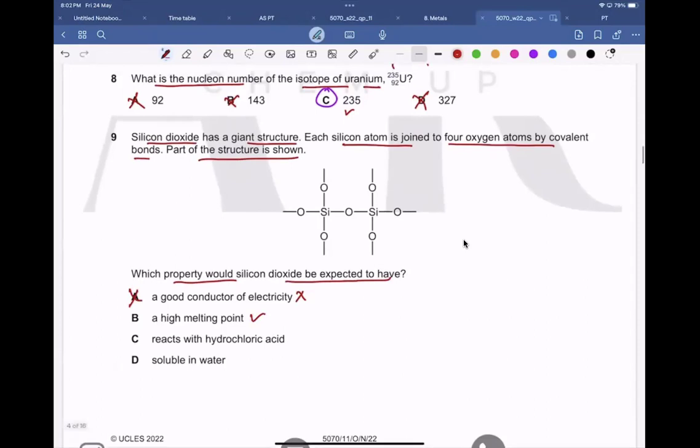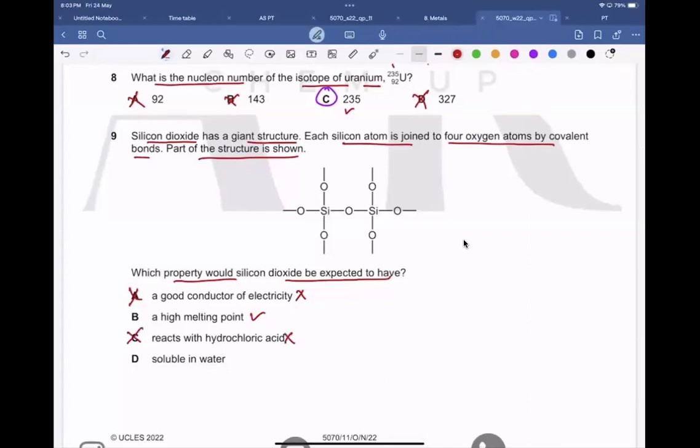Okay. Reacts with the hydrochloric acid? No, it's a non-metal oxide. Non-metal oxides are acidic. So it's not. C goes wrong. Soluble in water, giant. It's not soluble in water. So it goes wrong as well. Yes, very good, Khatija and Yusuf and Rahim. The correct answer is B.